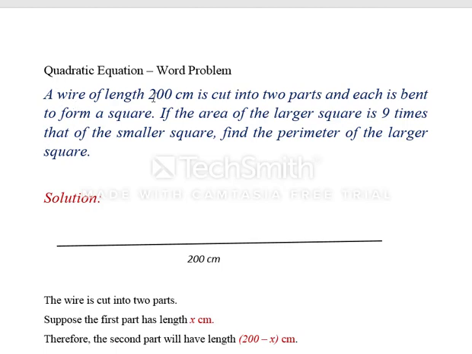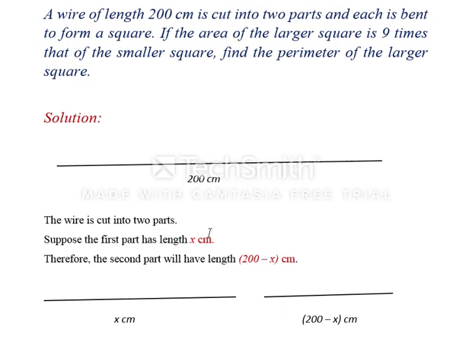In this question, the total length of the wire is 200 centimeters. Let's suppose this is the wire, and the total length is 200 centimeters, and this wire is cut into two parts. Suppose that this larger part is x centimeters long. So what about the length of the smaller part?